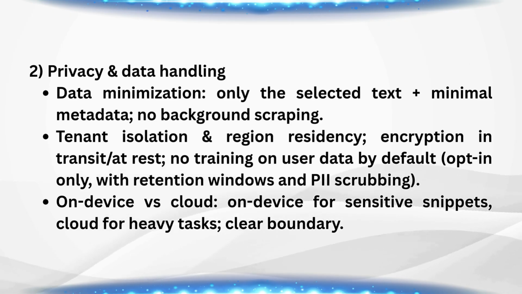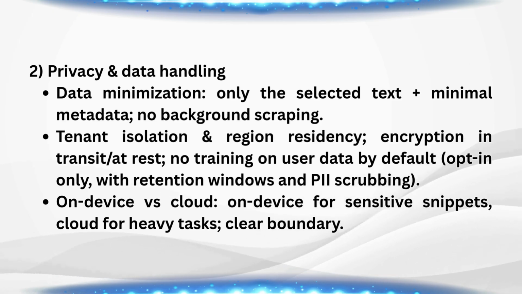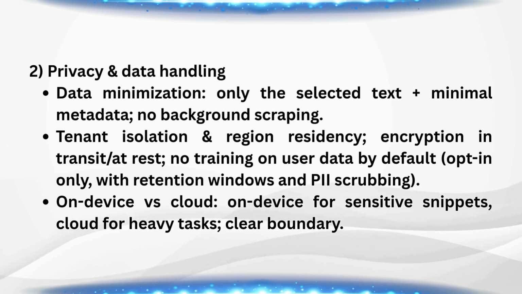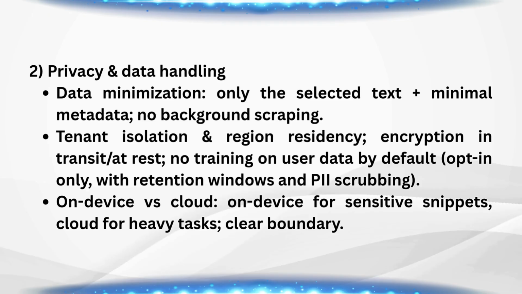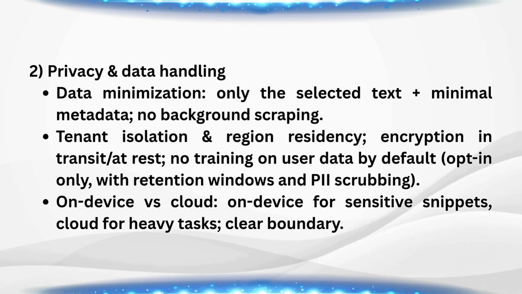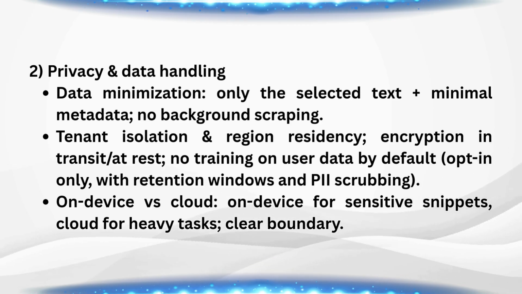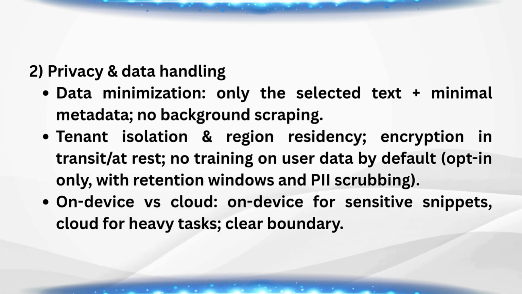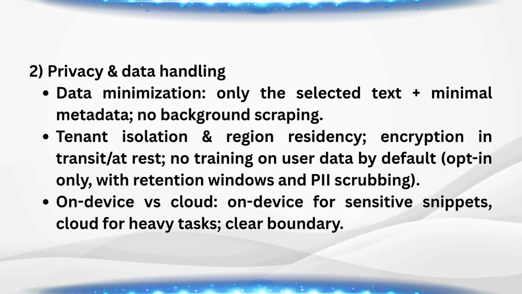2. Privacy and data handling. Data minimization: only the selected text plus minimal metadata. No background scraping. Tenant isolation and region residency. Encryption in transit and at rest. No training on user data by default. Opt-in only, with retention windows and PII scrubbing. On-device versus cloud: on-device for sensitive snippets, cloud for heavy tasks. Clear boundary.